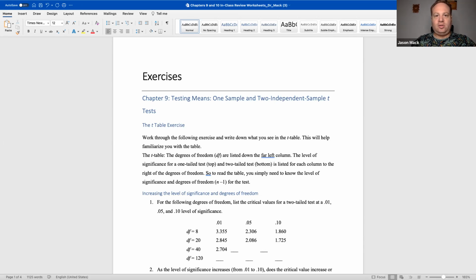And is that sharing right? I think that's sharing right. Let me double check. Yeah, that is absolutely sharing right.